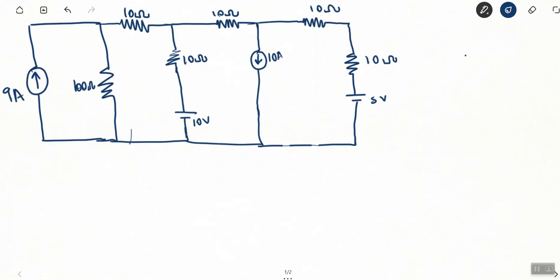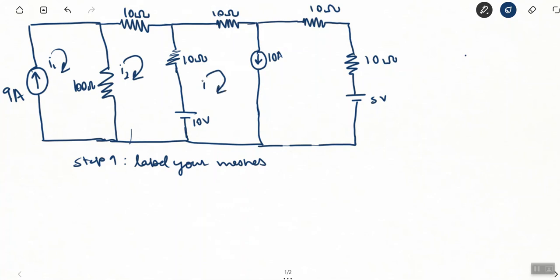Step 1 is label your meshes. Alright, so here we have the first mesh. I'm going to label this as I1. Here's the second mesh. Going to label this as I2. Here's a third mesh. Label this as I3. And label this as I4.